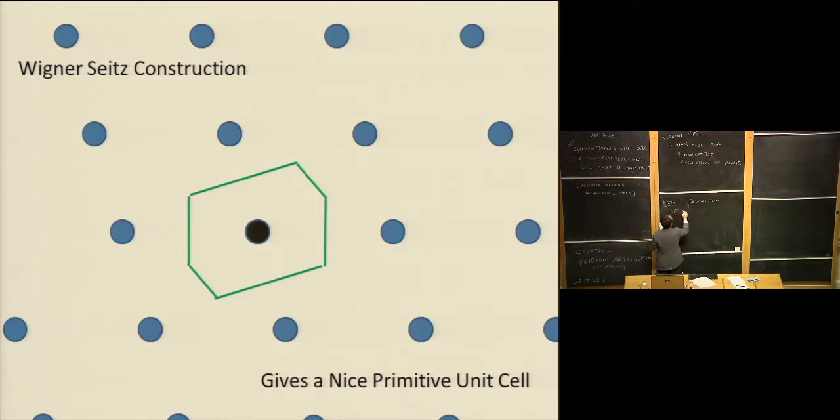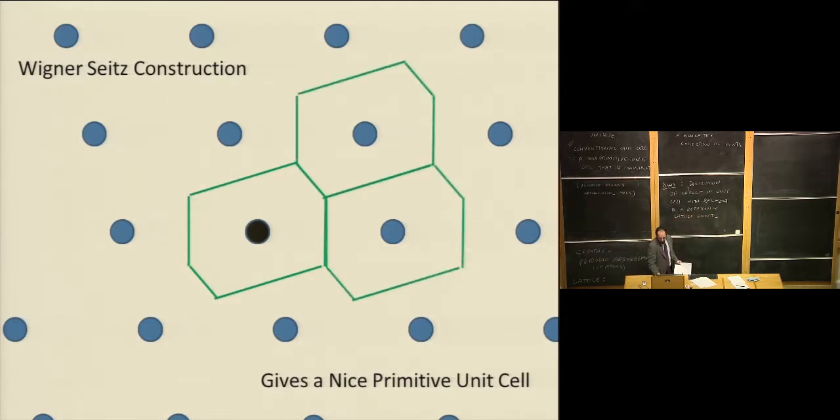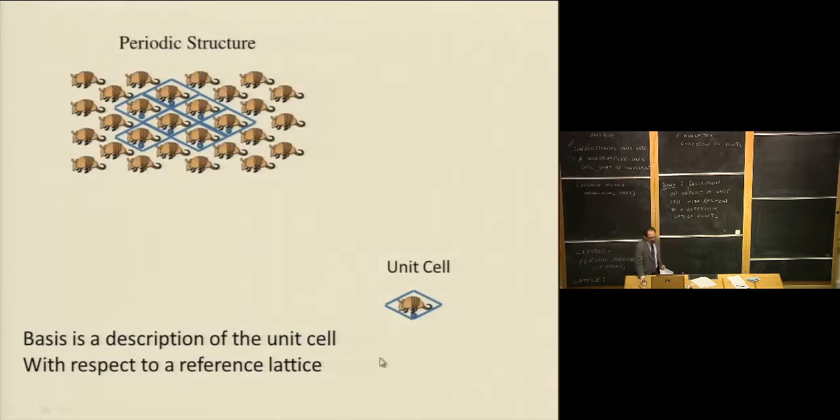of objects in the unit cell, with respect, R-E-S-P-E-C-T, with respect to our reference lattice point. Okay, so for example, here we have a periodic structure. I've put the reference lattice point, I've drawn it blue in each of these unit cells, and then you'd have to describe everything that's in the unit cell referenced to that one lattice point.